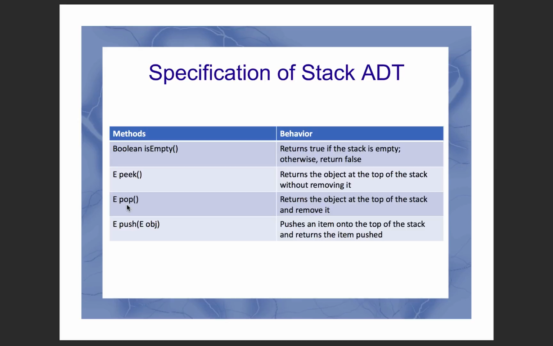The next one is the pop method. The pop method returns the object at the top of the stack and removes it. So the peek method and the pop method are similar, but there are some differences. The peek method doesn't remove the first element, it only returns it. However, the pop method will return the top element, and at the same time, after returning, it removes it from the top of the stack. So the pop method deletes the top element from the stack, and the peek method basically returns the element from the top of the stack.